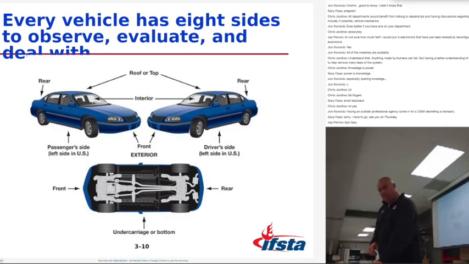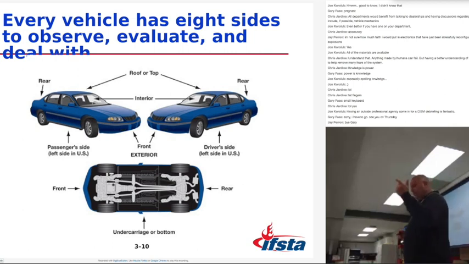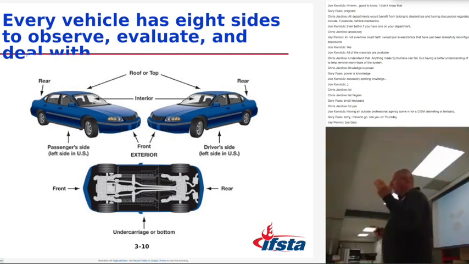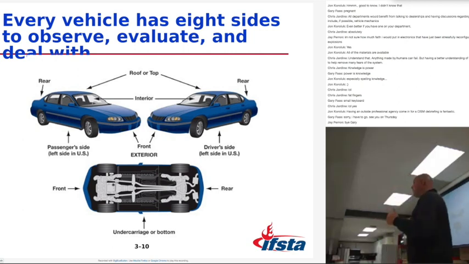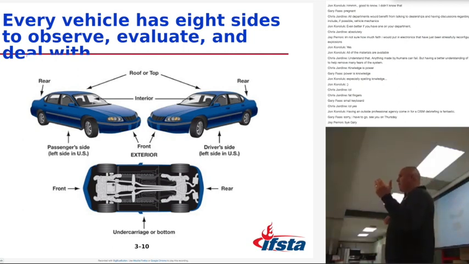Next one. Okay, we're on page 78. Actually, it starts on 78 and then it shuffles over to 84, 85. Every vehicle has eight components. Know these eight components: roof, undercarriage, driver's side, passenger side, front, rear, interior, exterior. They will definitely question you on that.